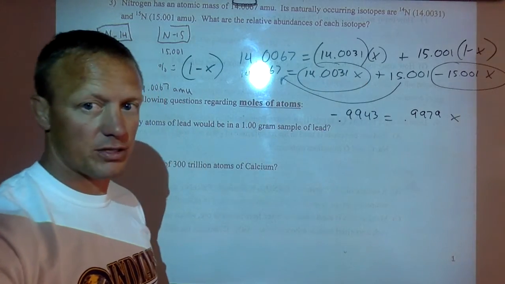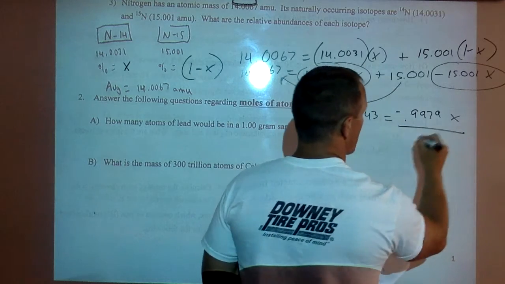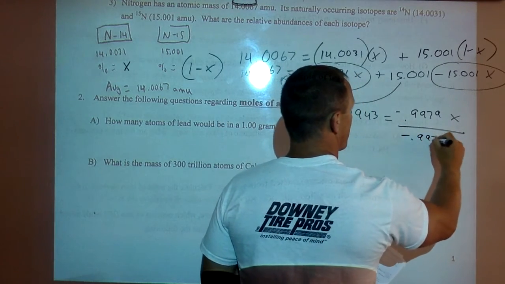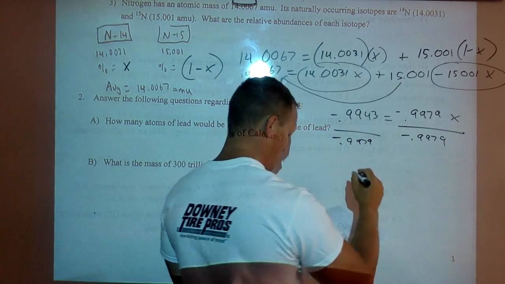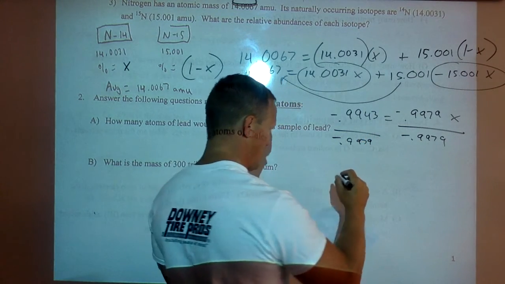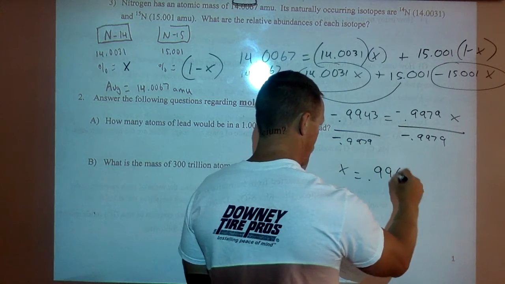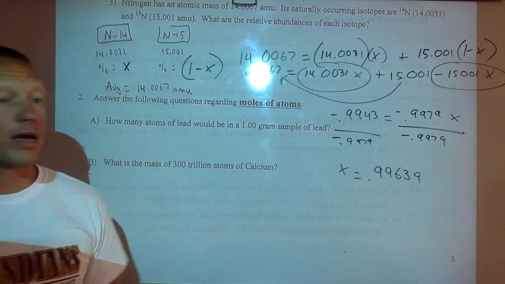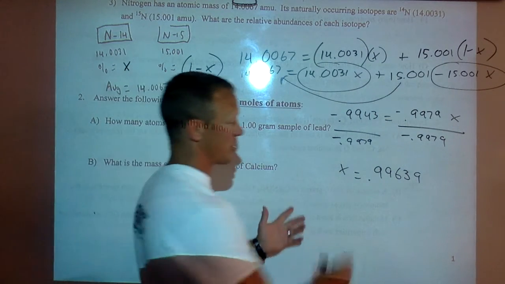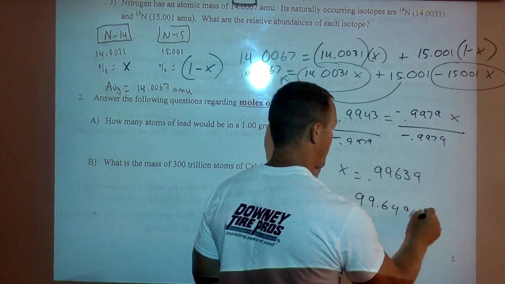That leaves several decimal places here. Okay, divide by a negative 0.9979 to get x by itself. When I do that, I get x equals 0.99639. Now remember, that's our percent, so we're going to move the decimal over. It's 99, we'll say 0.64%.